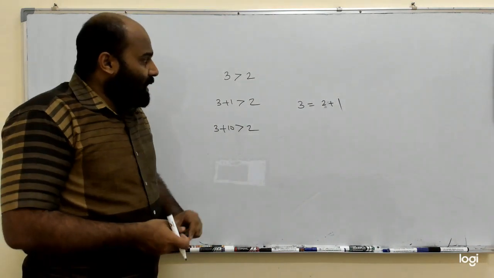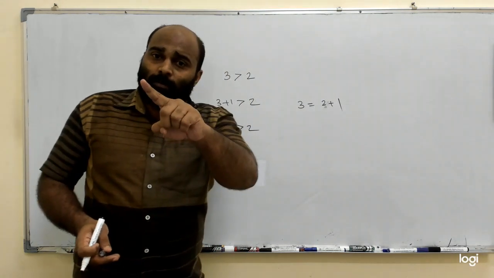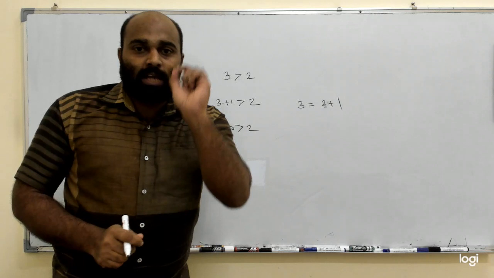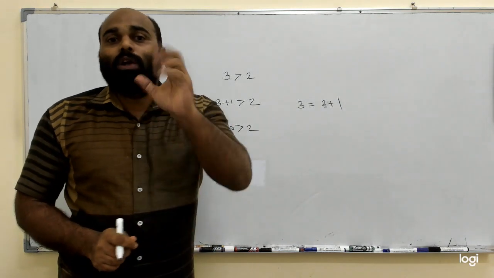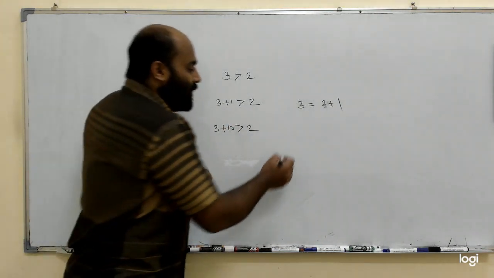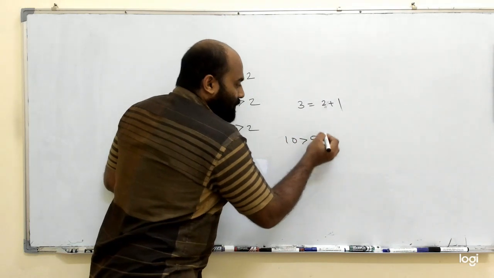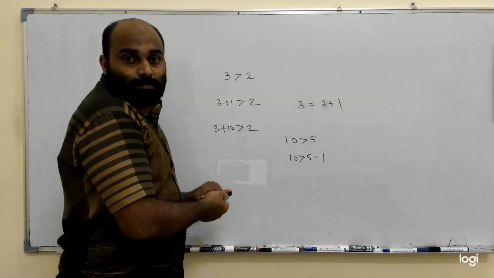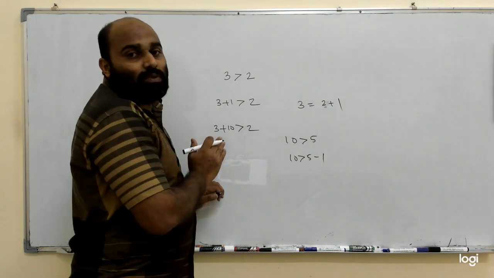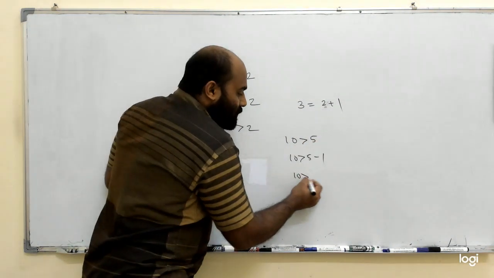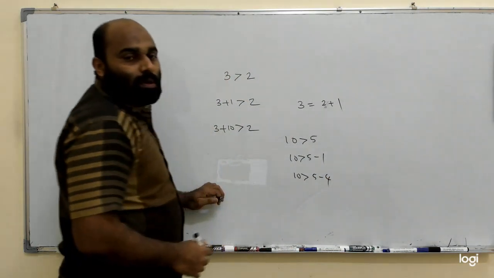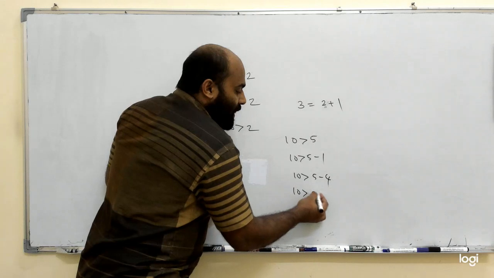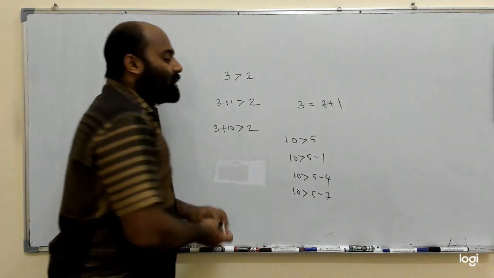In the same way, if you are subtracting any natural number from the smaller side, also nothing will happen. For example, 10 greater than 5. You subtract just 1, still that is smaller only and this one is greater only. Or you can subtract 4. If you are subtracting any natural number, 5 minus 7, still this part will be greater.